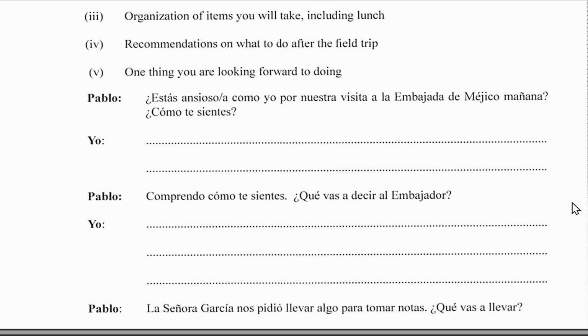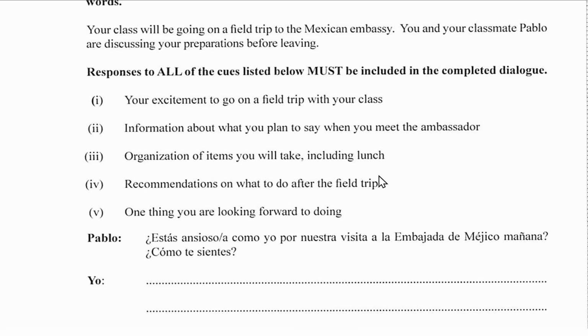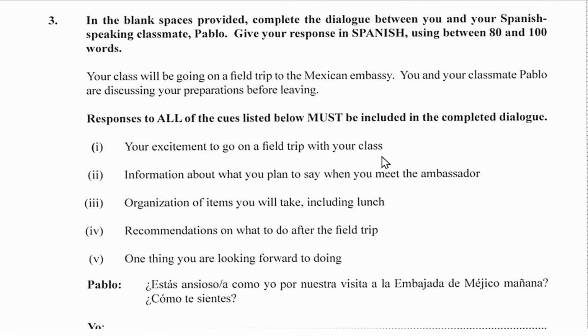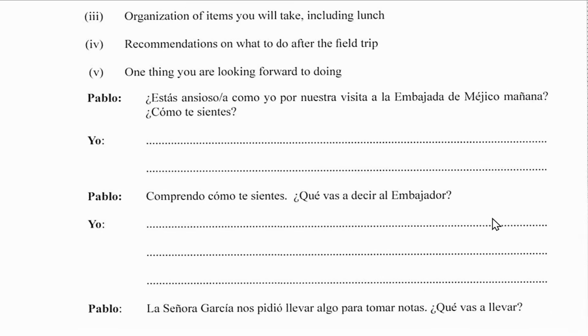So we're having a conversation with Pablo, and in the instructions it was said that Pablo is our classmate. So, the first thing that Pablo says is, ¿Estás ansioso, ansiosa, como yo, por nuestra visita a la Embajada de México mañana? ¿Cómo te sientes? Now, in your exam, I would skip the reading in Spanish part. You just have to understand what it's saying. So, automatically begin to translate this dialogue. Are you anxious, like I am, for this visit to the Mexican embassy tomorrow? How do you feel?